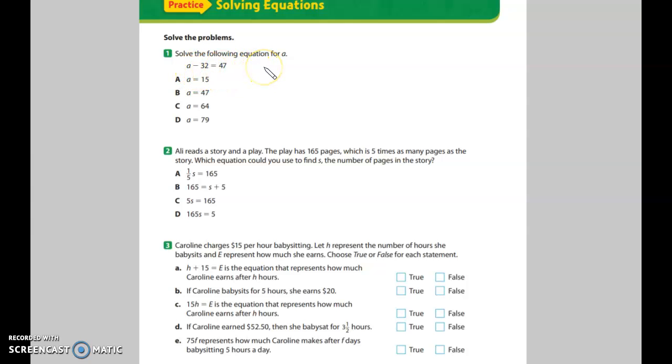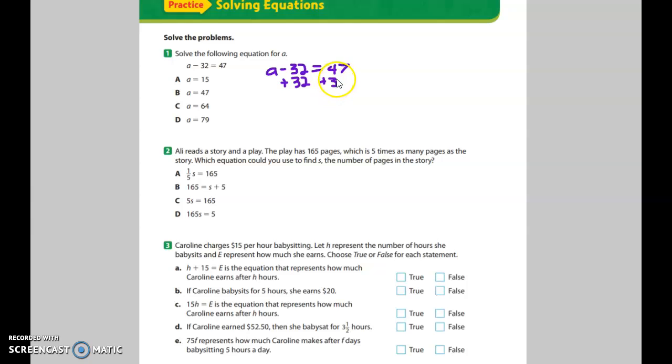So we're going to rewrite this equation and we're going to be adding. So we have A minus 32 on this side, and it equals 47. And then we're going to add 32 to both sides. We're adding 32 to this side to get the variable A by itself, and we're adding 32 to this side to make the equation balanced.